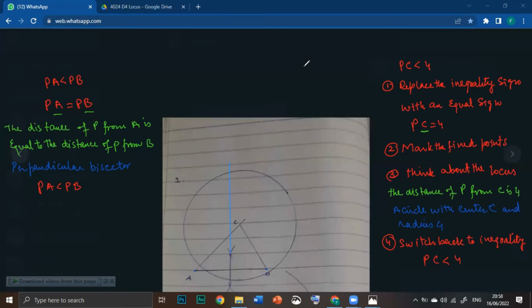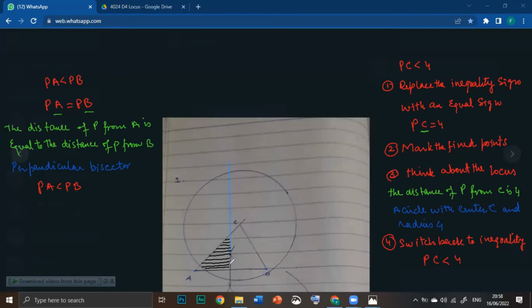So the region we will shade is inside the triangle, towards A, and inside the circle. This one is the required region stated in the question: inside the triangle, inside the circle, and closer to A.